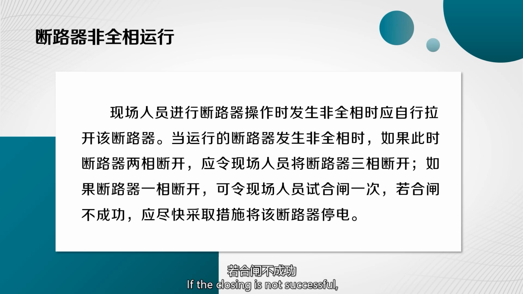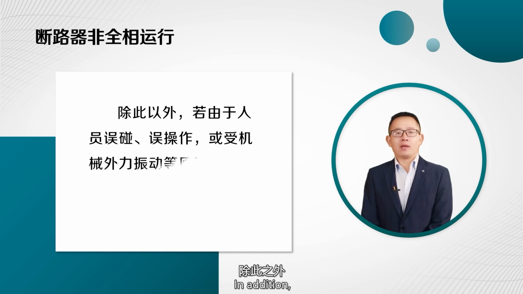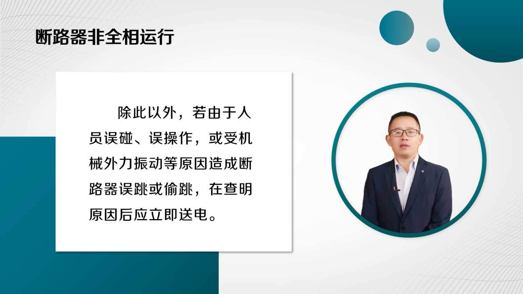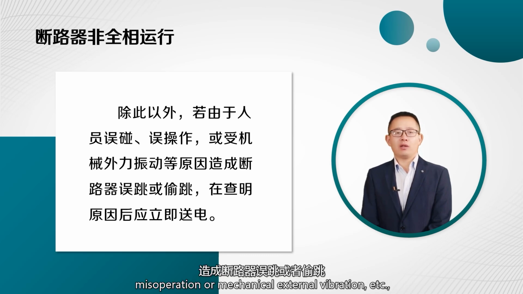If the closing is not successful, measures should be taken as soon as possible to cut off the power of the circuit breaker. In addition, if the circuit breaker trips or trips stealthily due to the personnel's accidental touch, misoperation or mechanical external vibration, etc., the power should be immediately transmitted after identifying the cause.